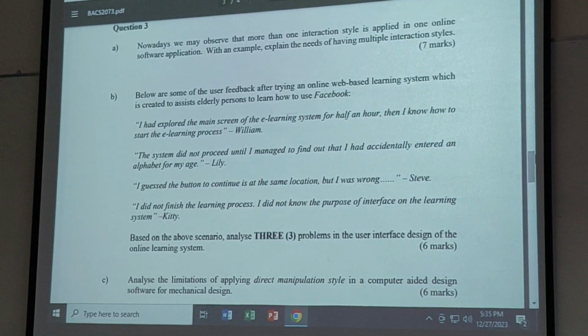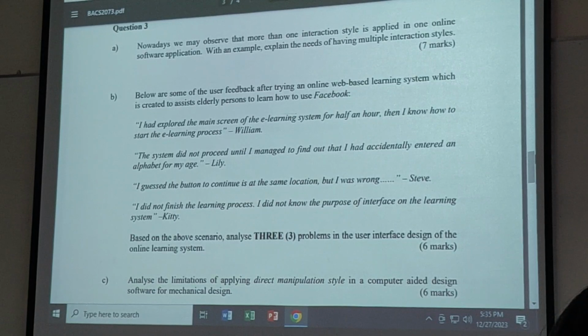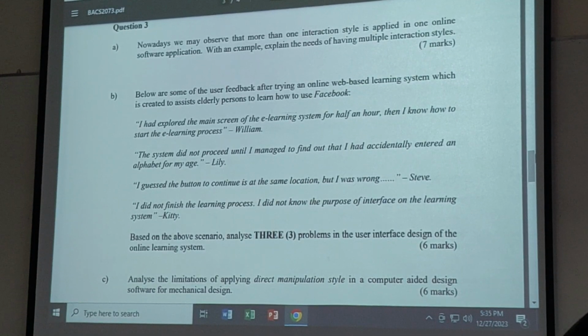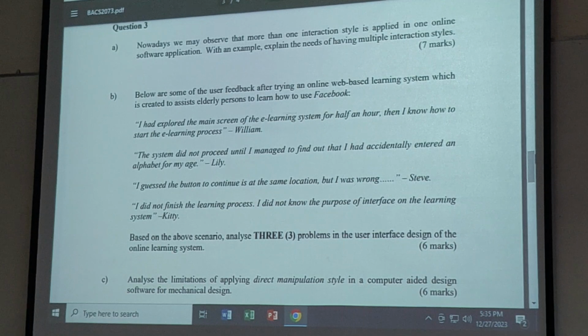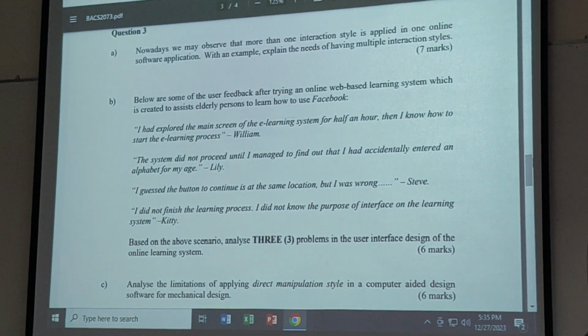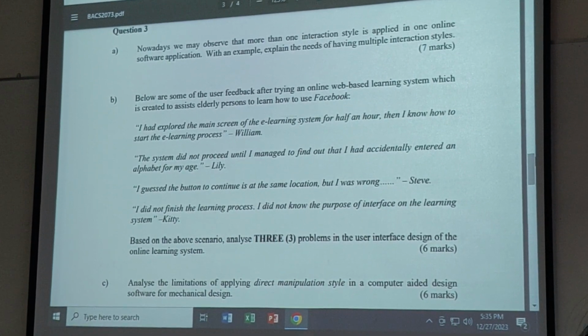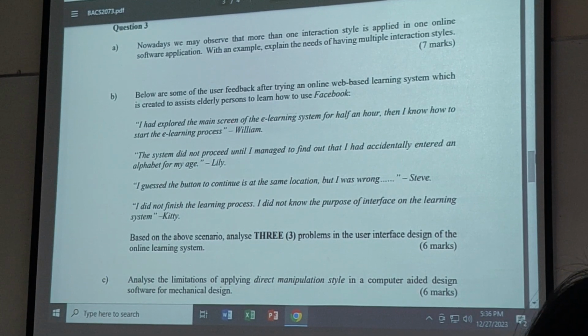Okay, three major problems. One problem is the system does not provide any help, understanding, or guidance in the user interface. Why? Because Lily said that the system does not proceed. He has to find out himself. Understand? Secondly, inconsistency. Like Steve said, he guessed that the same button will be at the same location, but however, it's not.